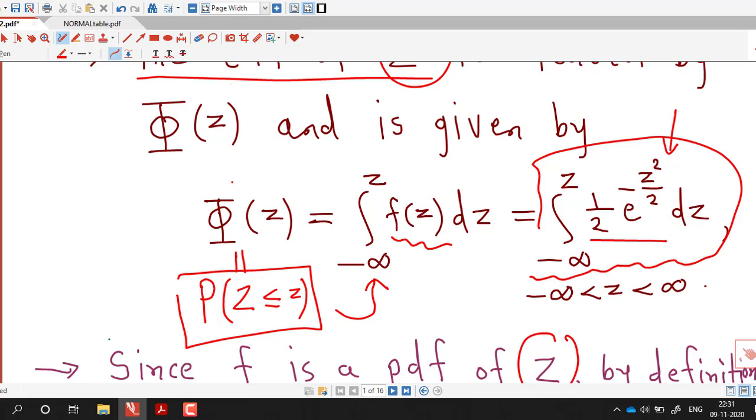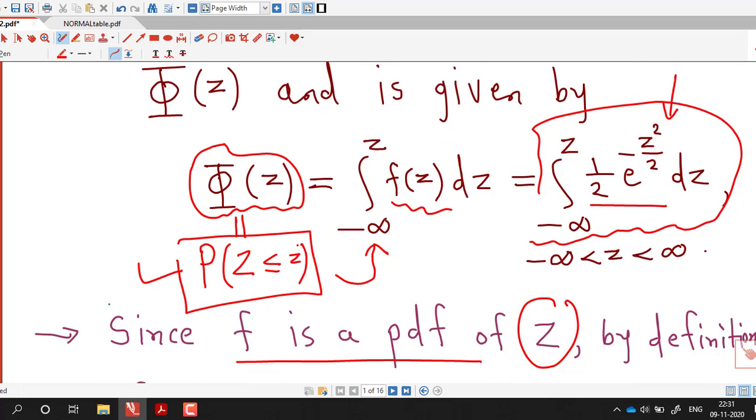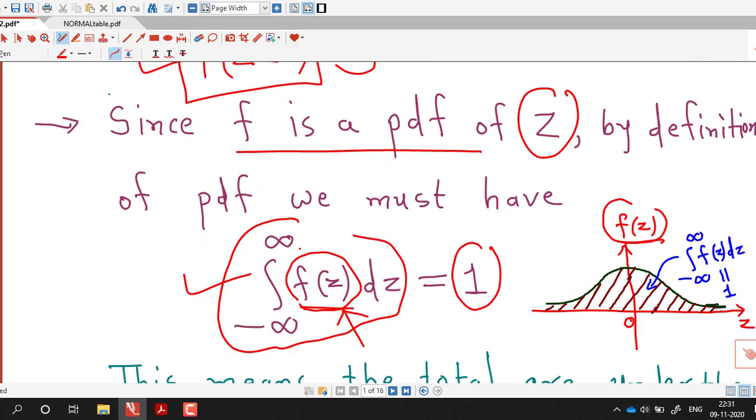Instead, we are having the table values for this cumulative distribution function of standard normal random variable. So that table is known as the standard normal probability table. In that table we are given probabilities for certain values of standard normal random variable. So we are going to use the standard normal probability table for calculating this type of probabilities. Before that we make this remark.